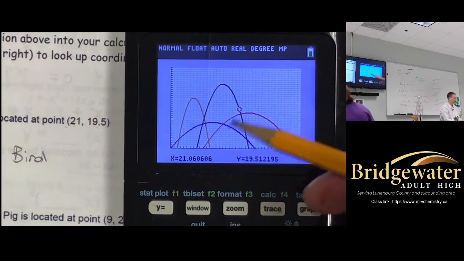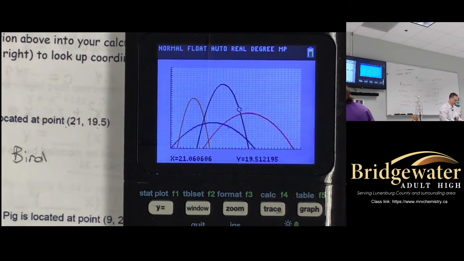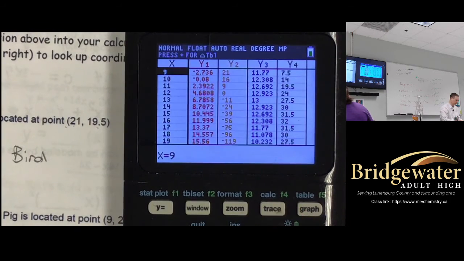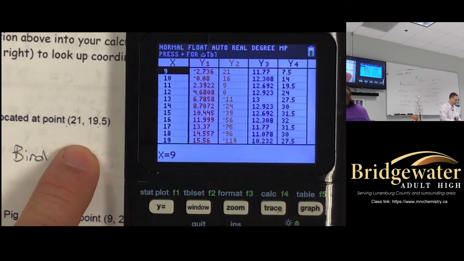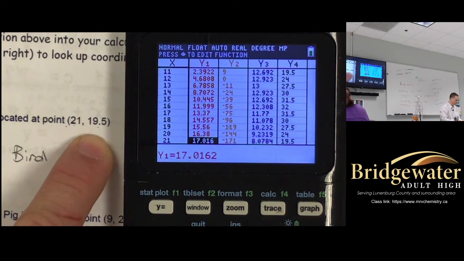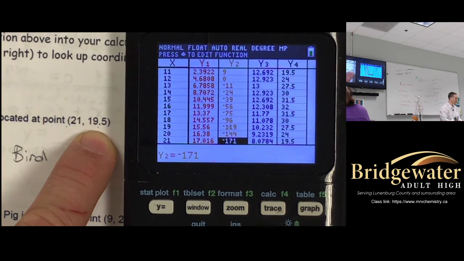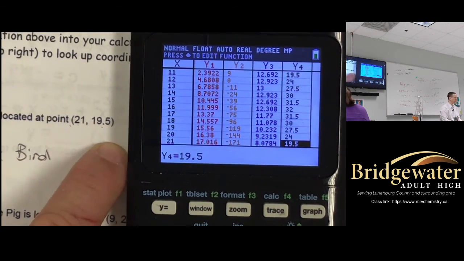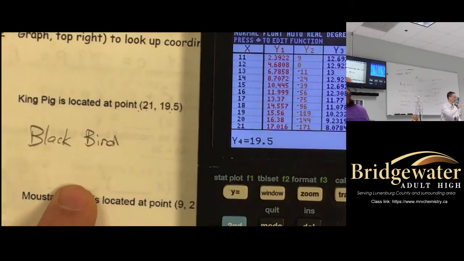Now, that's if I just hit the scroll thing there, the little D-pad. But if we want to see it on a table, if we go second function table, it'll bring up the exact value. So we just have to go down to number 21 and see, okay, which one is 19.5? So red bird's at 17, yellow bird's way off at negative 171, blue bird's at 8, and blackbird's at 19.5 exactly. So that's why we also picked Blackbird.